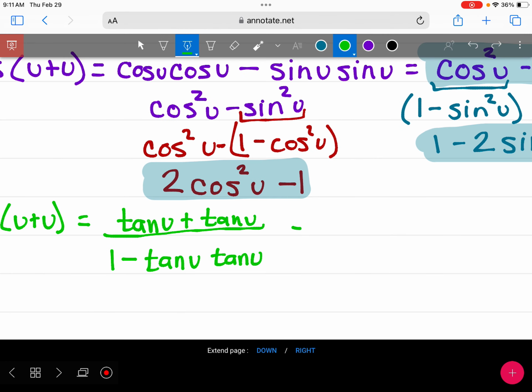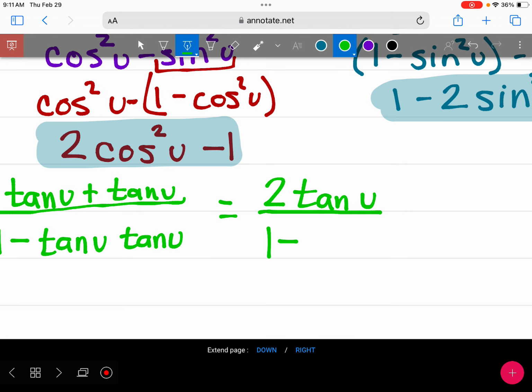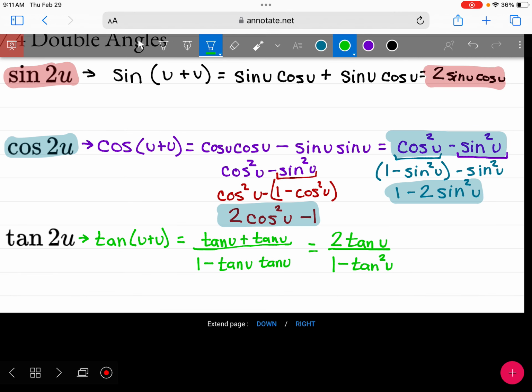Okay, so when we simplify this, I've got tangent of u plus tangent of u. So we have 2 tangents of u over 1 minus tangent squared of u. So again, we can rewrite tangent of 2u as this piece.